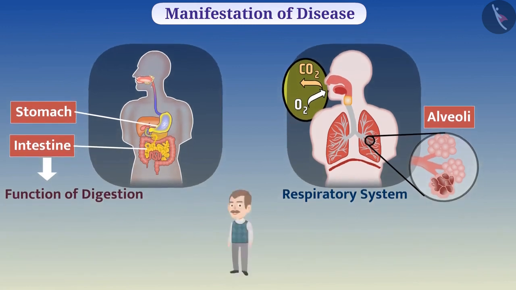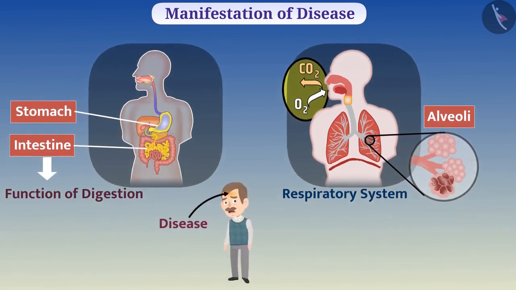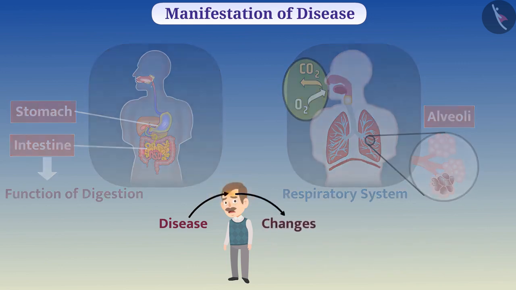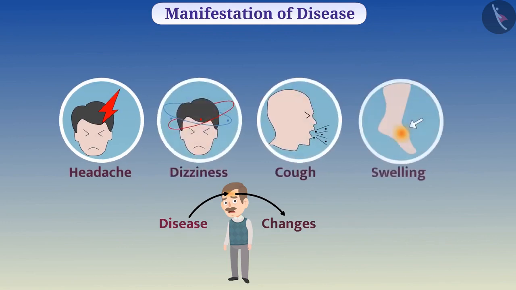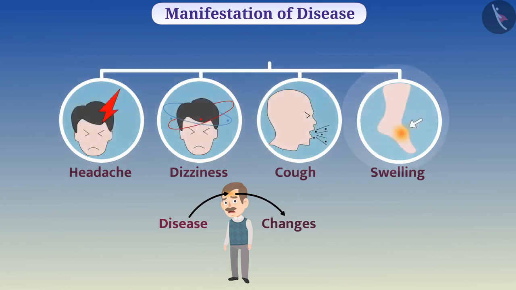But when there is a disease in the body, then one or several organ systems are unable to perform their function. Changes are seen in those organs like headache, dizziness, cough, swelling, and many more. These changes are called symptoms.